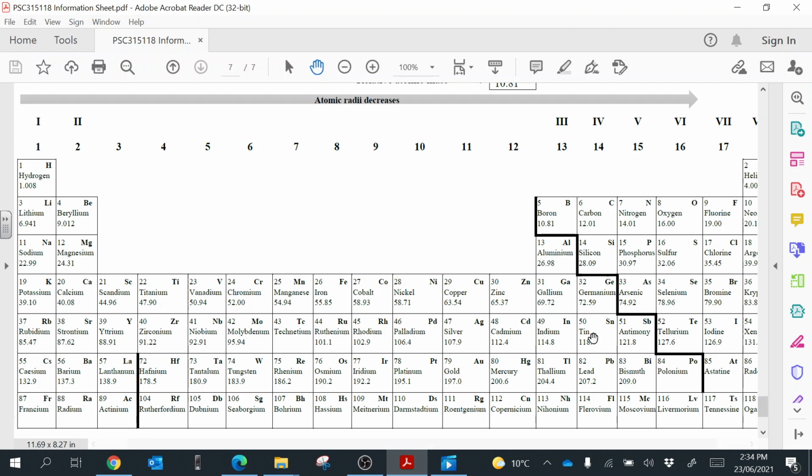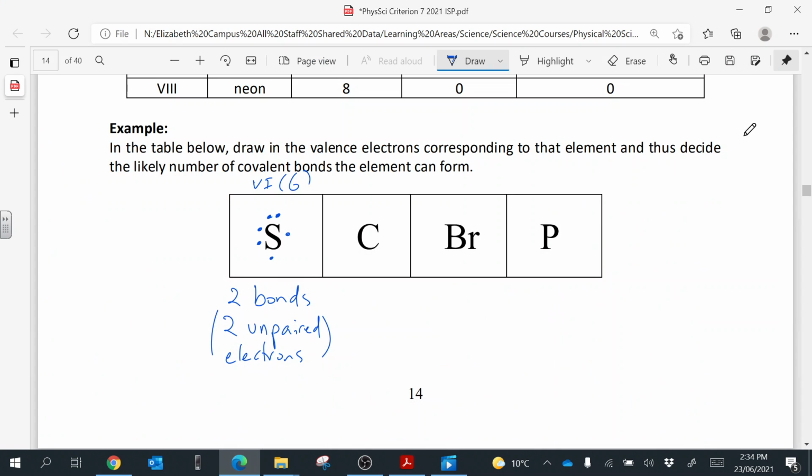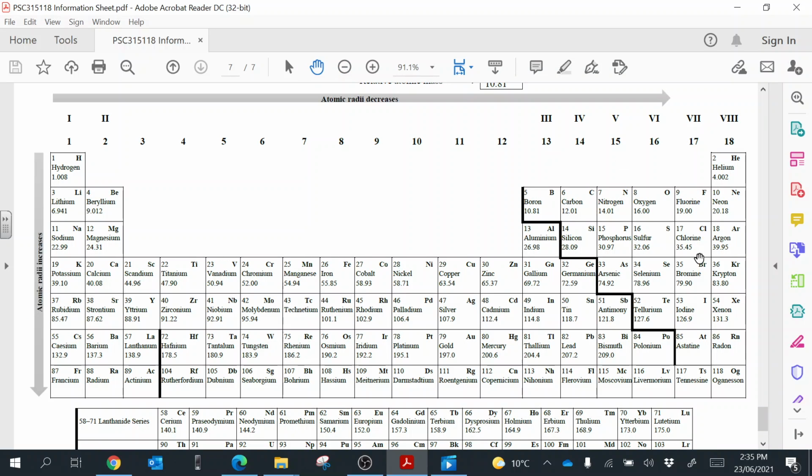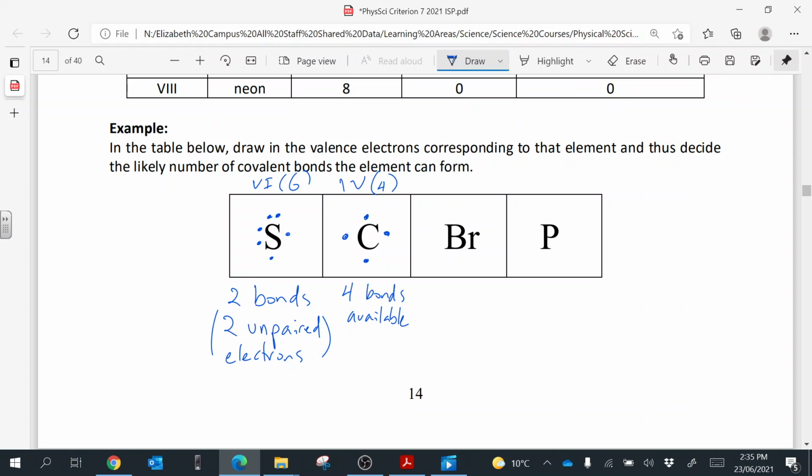So if we look at our formula sheet again, we find carbon is in group 4. So it's really important that you do remember your Roman numerals, group 4. And if we draw in our 4 unpaired electrons, this implies that there are 4 bonds available, because there are 4 unbonded electrons. Bromine is in group 7. Okay, group 7 here. So it's VII.